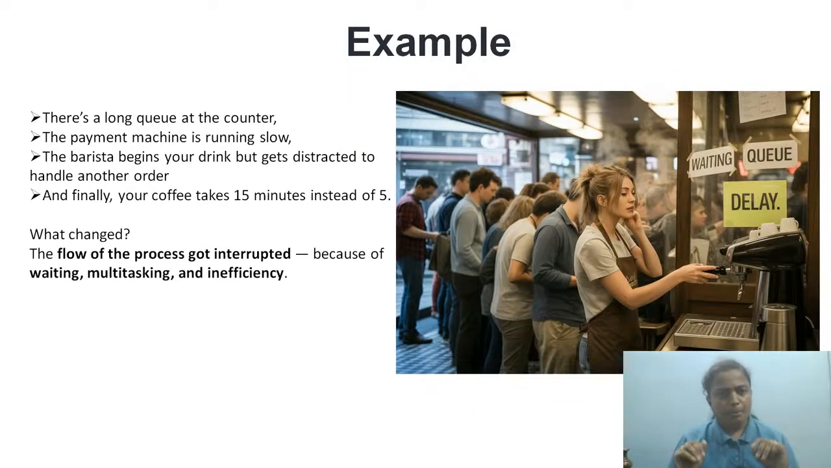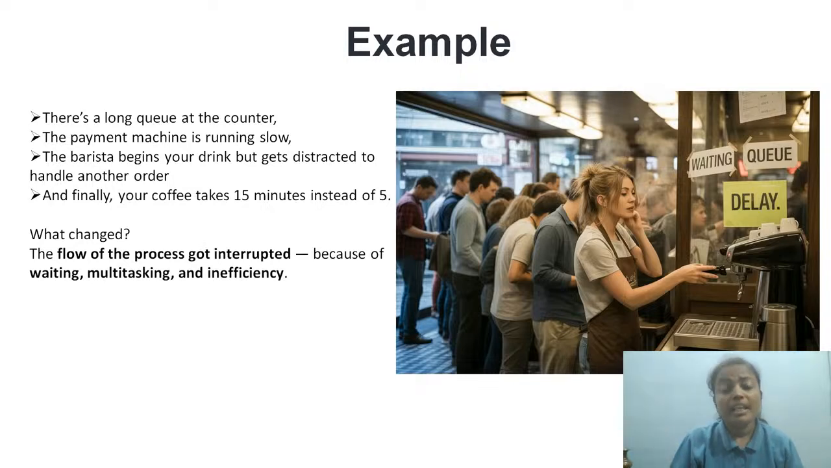Same coffee shop, long queue, weekend. Okay, long queue at the counter. Payment machine is also slow. It's actually slow because of some reason, maybe some technical glitch or maybe some network issue. Payment machine is also running slow. Barista begins to prepare the cappuccino, what you have ordered, but suddenly someone also came in and there was a conversation and the barista got distracted and there was a delay.